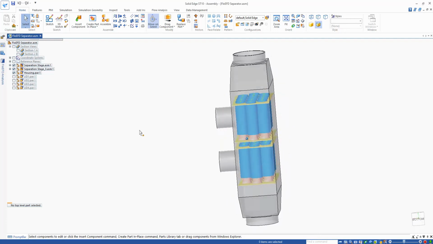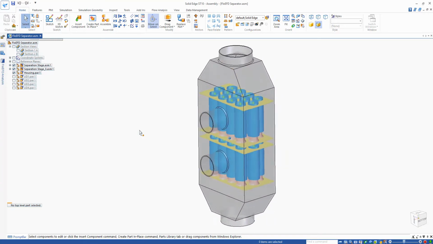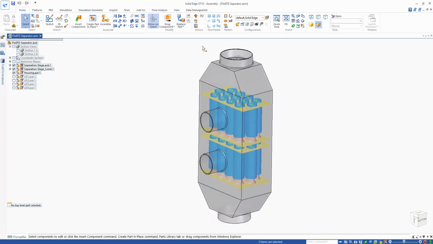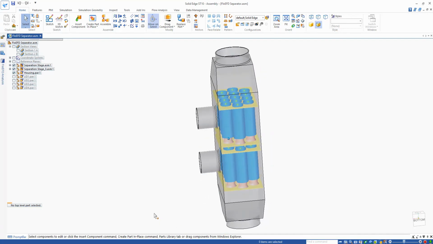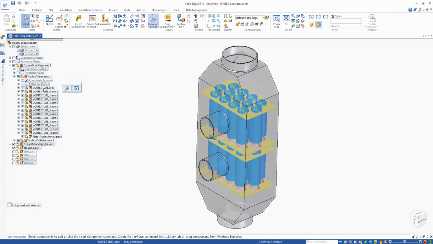Hello and welcome to this FloEFD example where we're going to be looking at a cyclonic separator in FloEFD, where we have an air inlet, two outlets for the cleaning stages, and a third clean air outlet. This is a passive device using vortex technology.